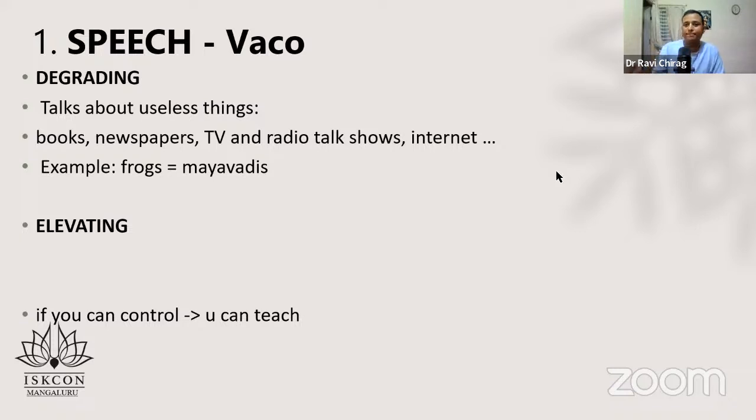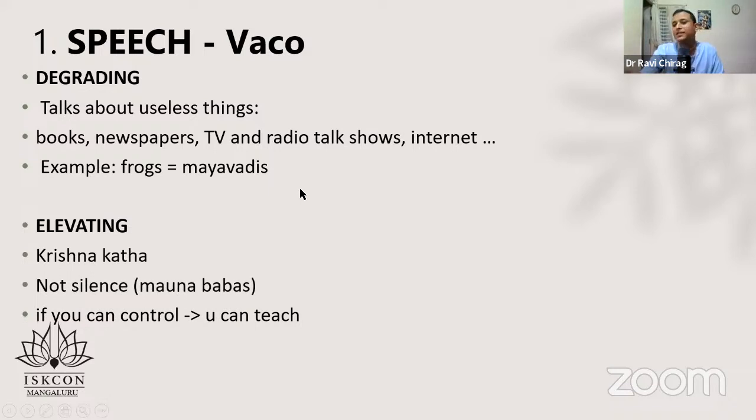Remembering and talking about Krishna. Yes. Any other inputs quickly? We should speak when it is required. Tolerate the sinful desires. Any other inputs? Okay. So you see what type of speech is elevating, and when we should speak.